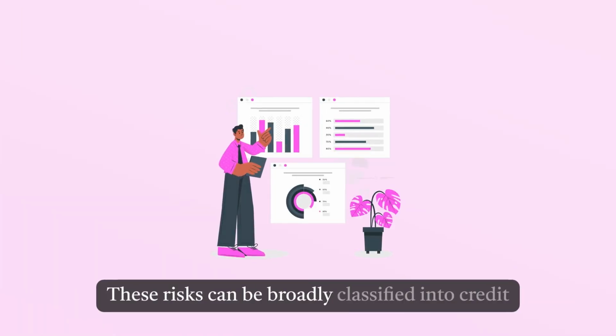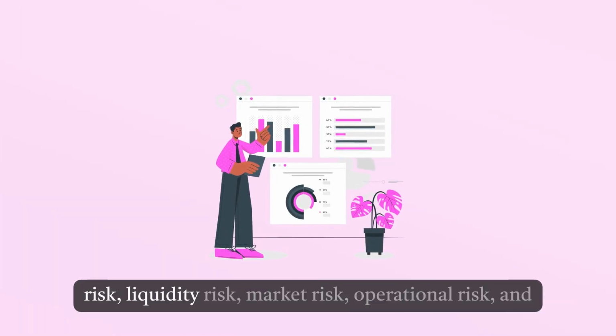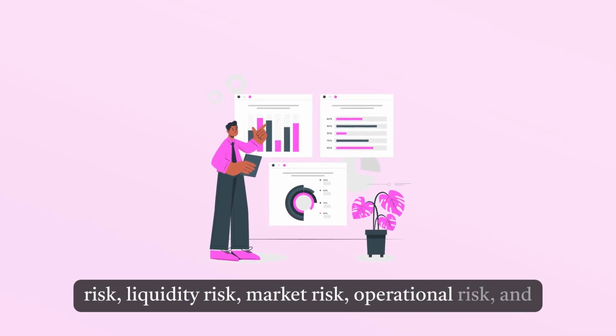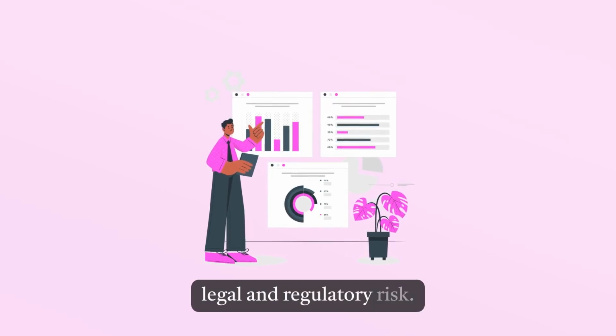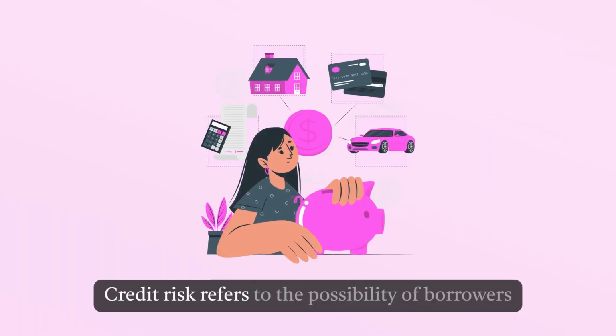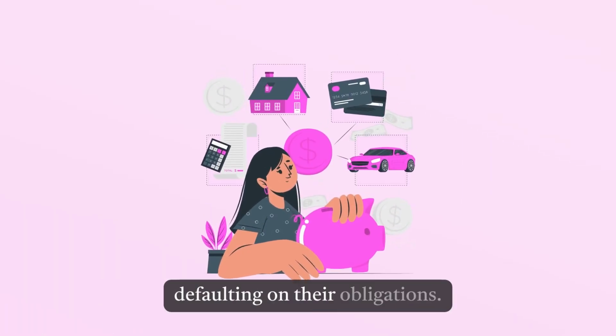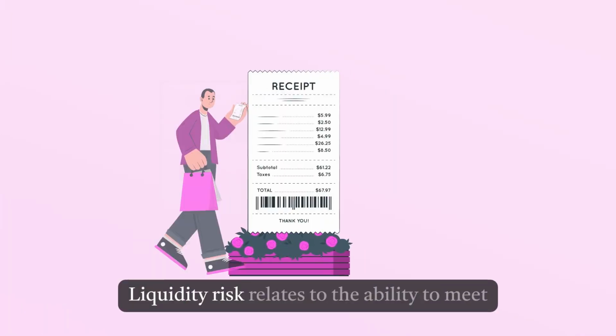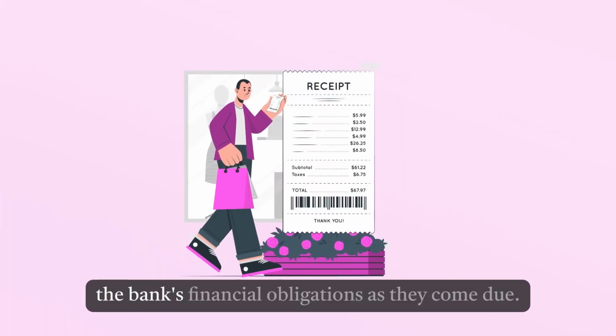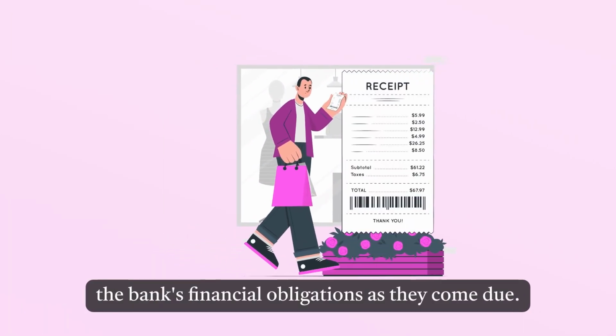These risks can be broadly classified into credit risk, liquidity risk, market risk, operational risk, and legal and regulatory risk. Credit risk refers to the possibility of borrowers defaulting on their obligations. Liquidity risk relates to the ability to meet the bank's financial obligations as they come due.